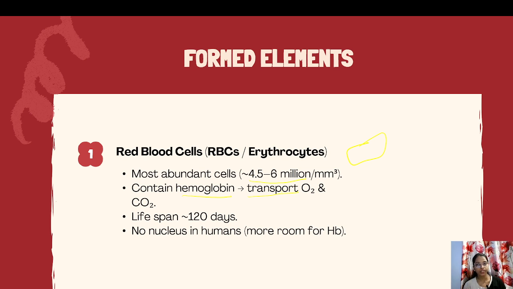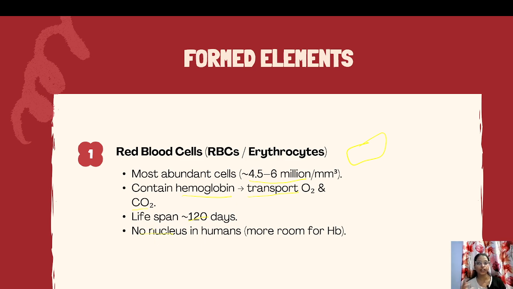Hemoglobin has the ability to bind with oxygen and carbon dioxide. So when hemoglobin binds with oxygen, it can carry the oxygen, correct? As hemoglobin is present inside the RBC, so RBC has the ability to carry the oxygen to all body parts, correct? In the same way, CO2 can be carried by the RBCs. Next, what is the lifespan of RBC? It is 120 days, and no nucleus is present inside the RBC.